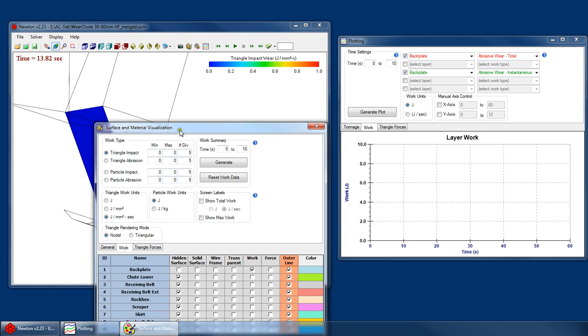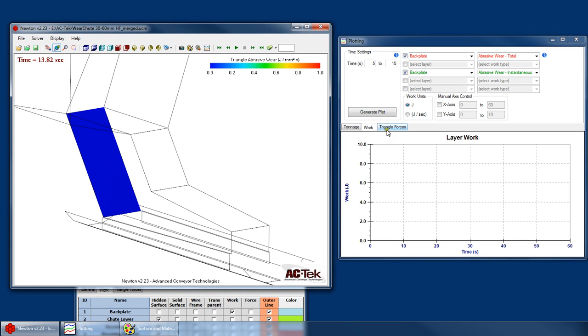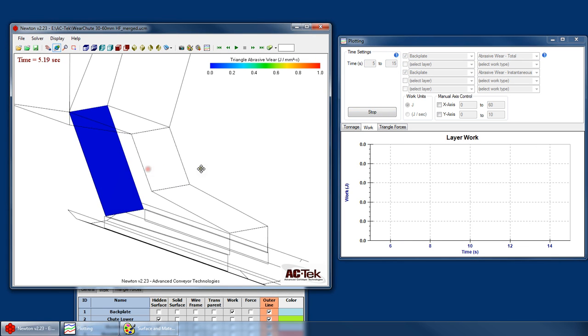So let's make this so that the scale also matches. If I'm looking at the instantaneous abrasive wear, we want to be looking at triangle abrasion. And to get instantaneous, we'd probably want to be looking at averaging over time and triangle area. So now let's do a wear summary from 5 to 15 and start that going.